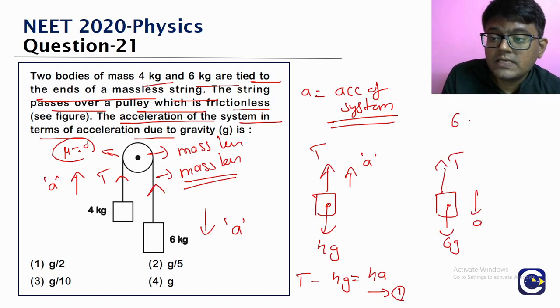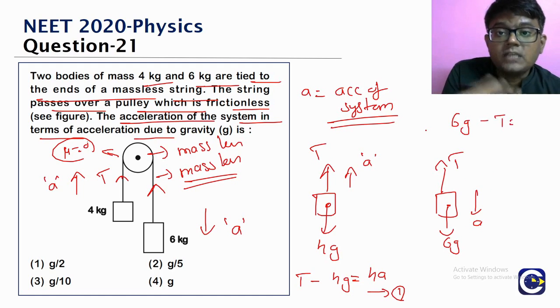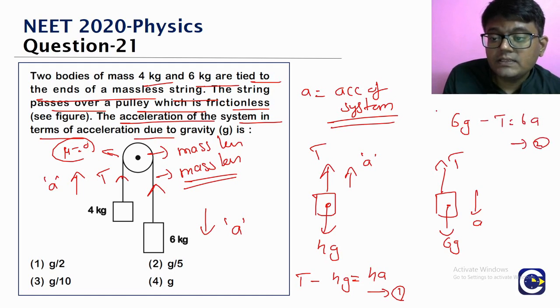Means the equation here will be what? Net downward force means downward force minus upward force. Net downward force is equal to what? 6a. These are the two equations. Now when we add both of them, here we have to find what? Acceleration. Add both of them. T and minus T is cancelled.